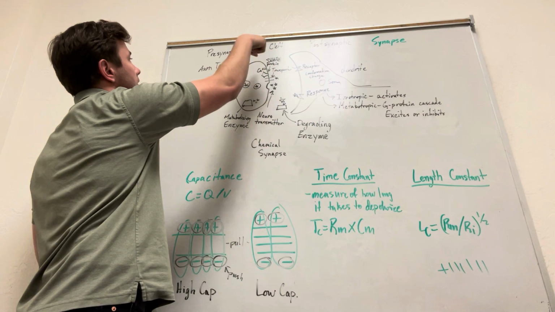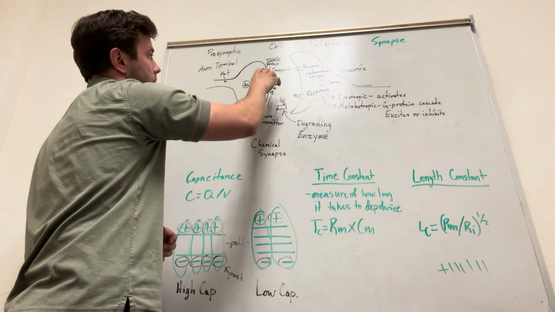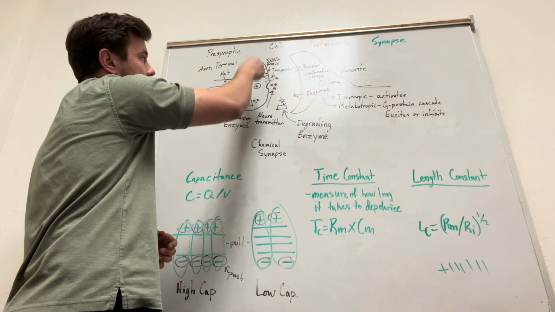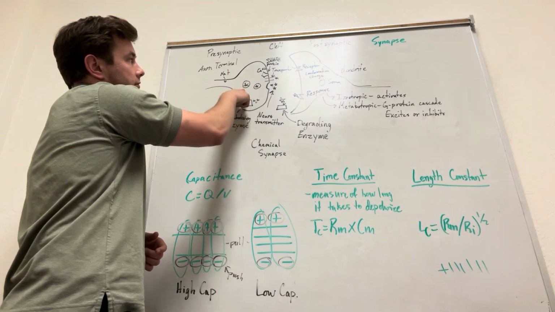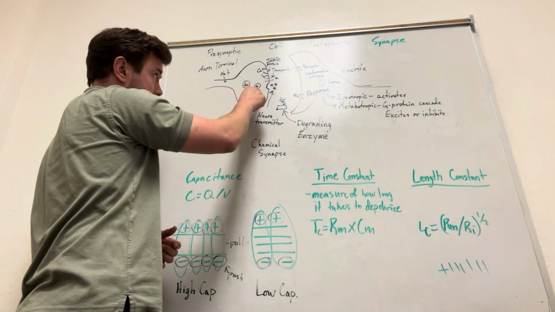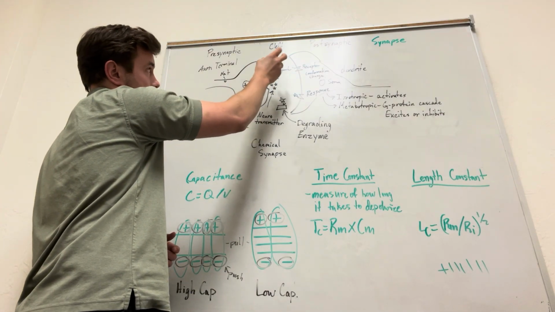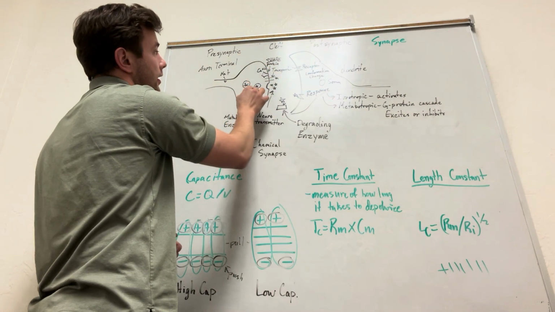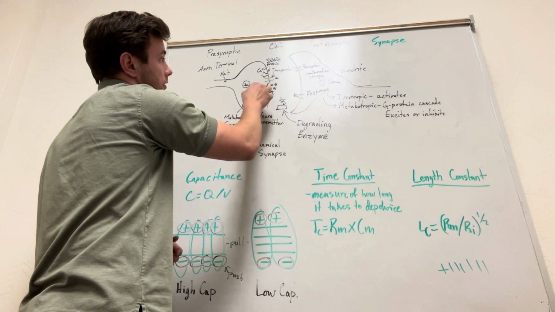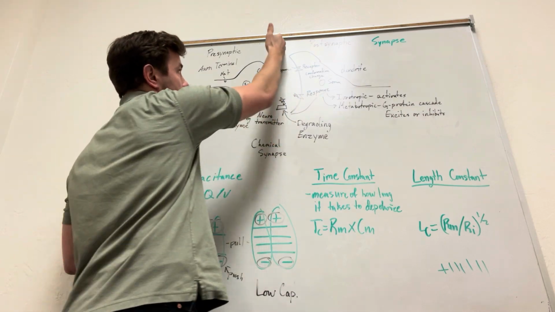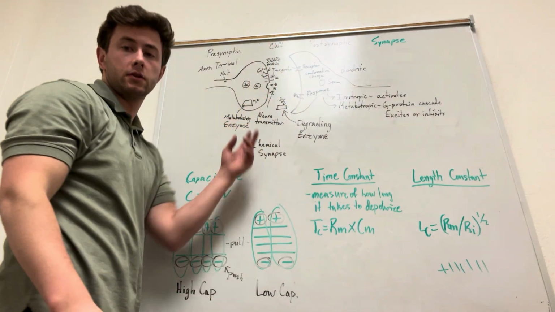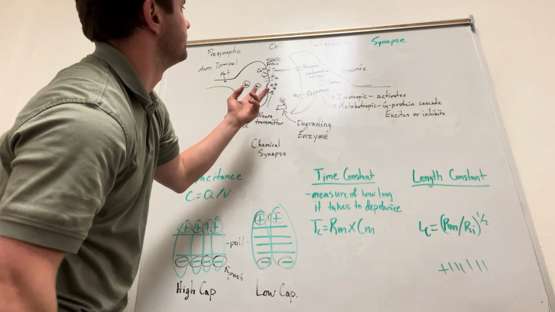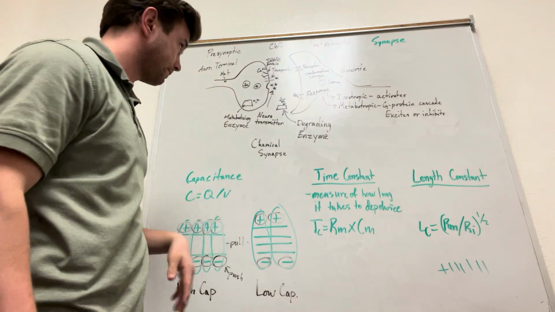So within this axon terminal, you have neurotransmitters within vesicles. And these neurotransmitters are going to be snatched up by these SNARE proteins, and these SNARE proteins are going to help exocytose these neurotransmitters into this synaptic cleft between the two terminals.